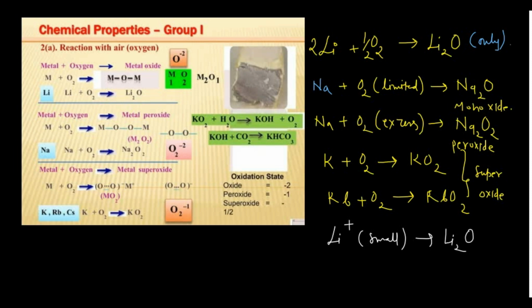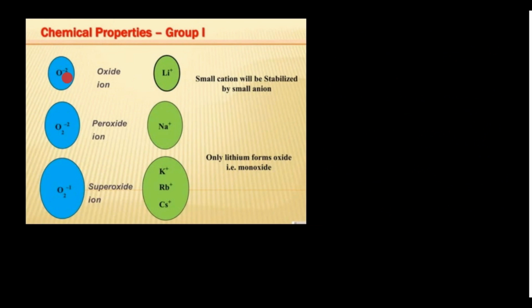And you know the sodium and the rest of the metals are the very large ones, so they can actually stabilize the larger ion also. That's why they are forming your peroxides as well as the superoxides along with the oxide, right? This is again the same slide actually. This is your oxide ion, this is your peroxide ion, this is your superoxide ion.